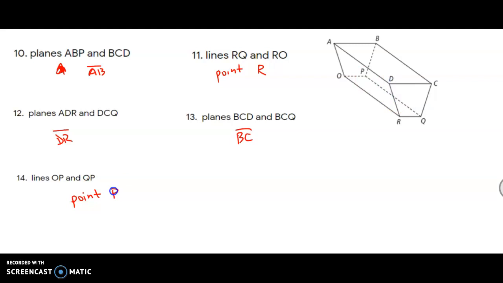Okay. All right. So generally here, let's look at 10, 12, and 13. When you're talking about the intersection of two planes, right, two planes always intersect at a line segment or a line. Okay. Numbers 11 and 14, when you're looking at two lines or two line segments, those will always intersect at a single point. Okay, so those are key ideas to maybe think about and try to remember.